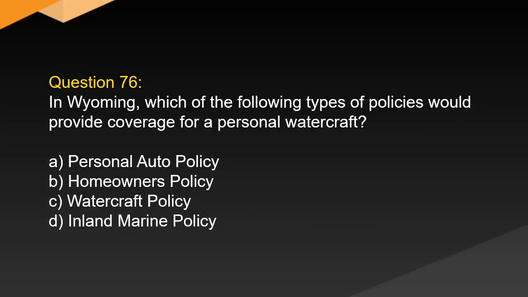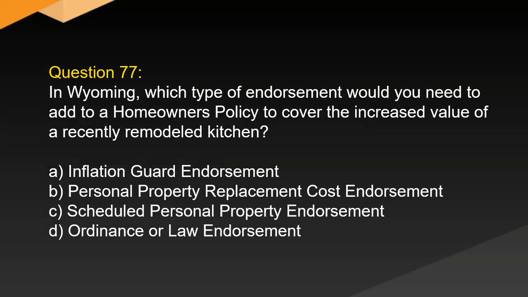Question 76. In Wyoming, which of the following types of policies would provide coverage for a personal watercraft? A. Personal auto policy. B. Homeowner's policy. C. Watercraft policy. D. Inland marine policy. Question 77. In Wyoming, which type of endorsement would you need to add to a homeowner's policy to cover the increased value of a recently remodeled kitchen?